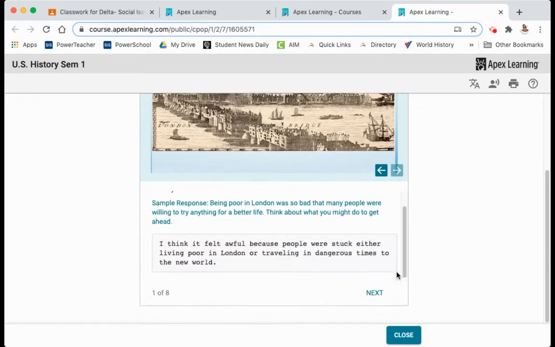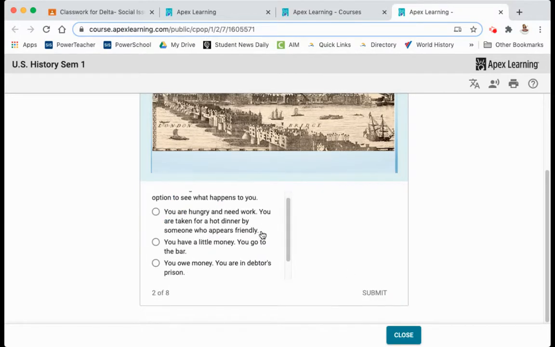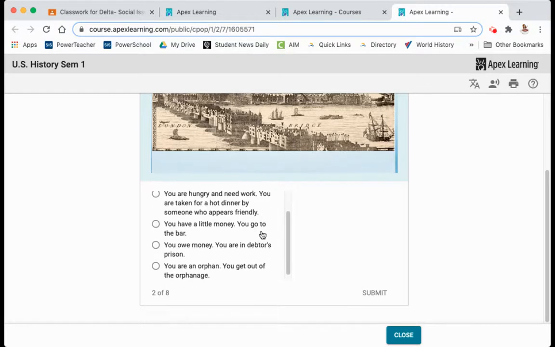There's all sorts of things you can click on here, but once you type in your response, you can click next. So it says you're living in London. Pick one option to see what happens to you. You're hungry and need work. You're taken for a hot dinner by someone who appears friendly.